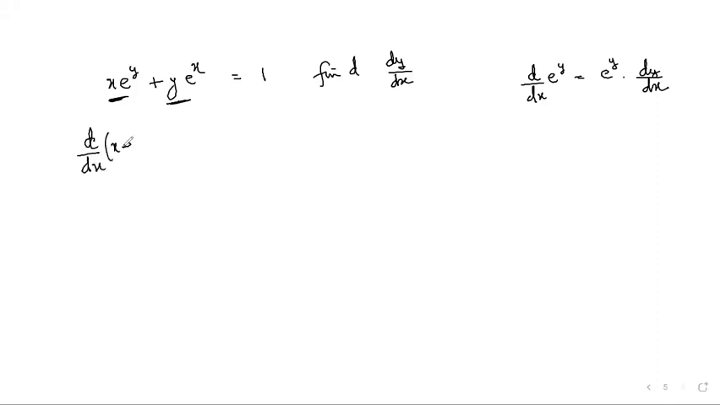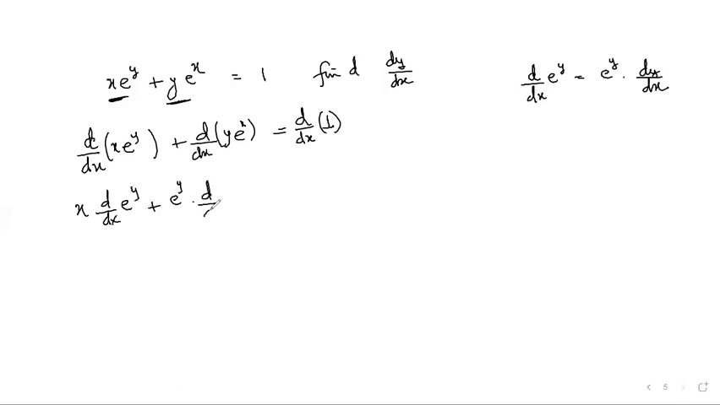So d by dx of x e raised to y plus d by dx of y e raised to x is d by dx of 1. So x into derivative of e raised to y plus e raised to y into derivative of x. So you apply the product rule. Then again apply product rule. Y into derivative of e raised to x plus e raised to x into derivative of y equal to 0.